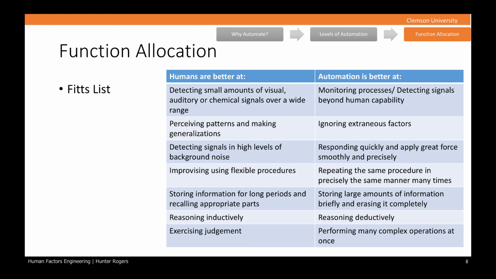So the next section we'll talk about is how, when we don't want to use automation for a task, how do we make that task better for the human?